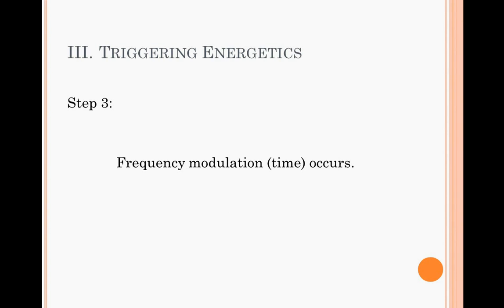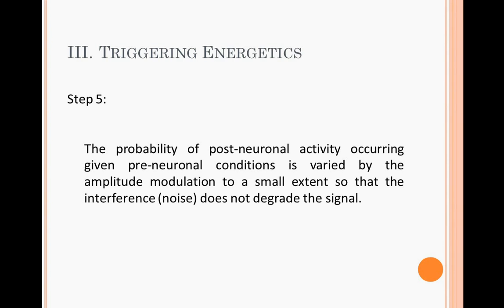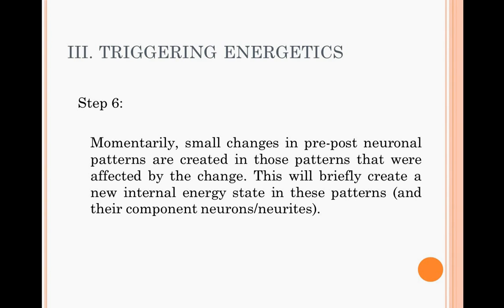And next, after that occurred, we'll have the frequency modulation, which gives you time, with even frequency of the inputs that are going to be experienced at the same time. Then we have amplitude modulation, and after that the probability of post-neuronal activity occurring given pre-neuronal conditions is varied by the amplitude modulation to a small extent so that the interference, which is noise, does not degrade the signal. Number 6, we go into momentarily small changes in pre-post neuronal patterns, or creating those patterns that were affected by the change. This will briefly create a new internal energy state in these patterns and a component neurons and neurites.